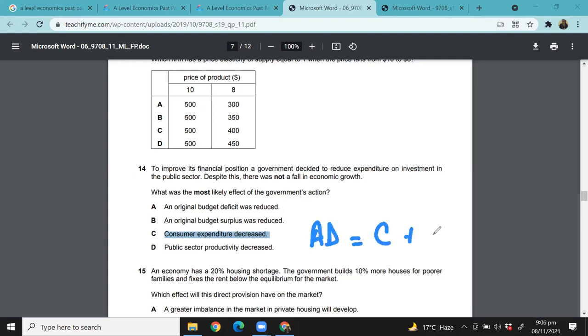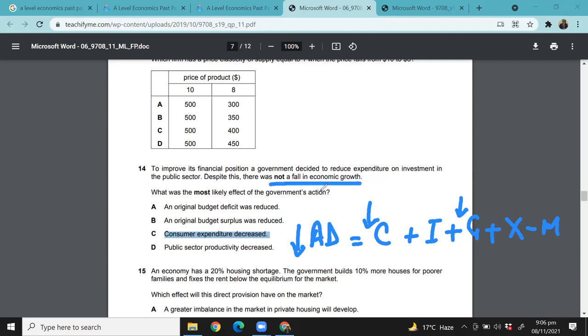Think about this. What is aggregate expenditure made up of? It is made up of C plus I plus G plus X minus M, right? Now, if G is reducing, it says that the government reduced its spending, government expenditure reduced, and C is also reducing, then overall your aggregate demand will reduce, and therefore there will be lower national income. Consumer expenditure decrease, right? Is it making sense? So that means that the economic growth will decrease.